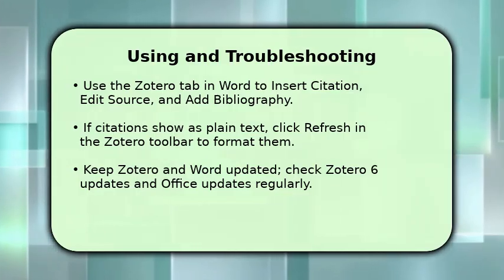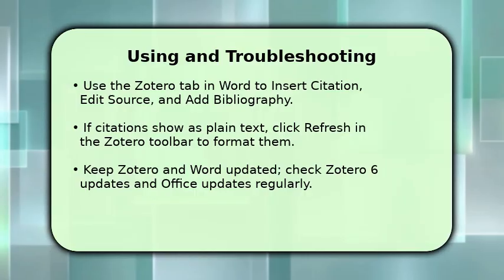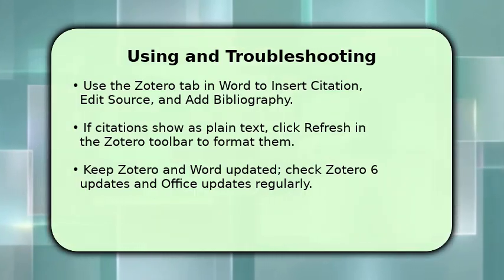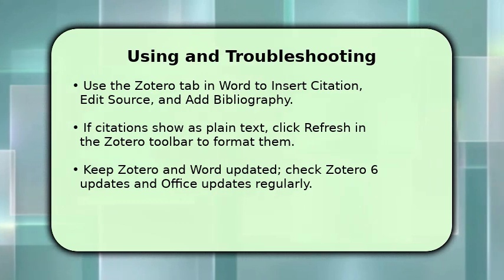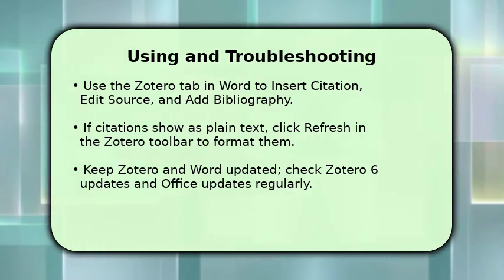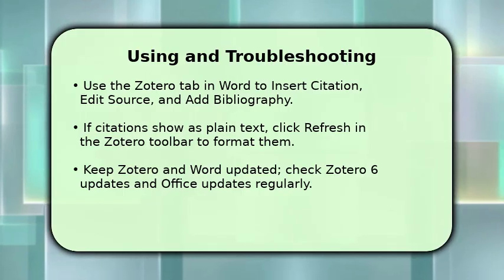If citations remain unformatted or appear as codes, click Refresh in the Zotero tab to reformat them. For persistent problems, reinstall the Word plugin. Update Zotero and update Office to ensure compatibility. Save backups of your documents.